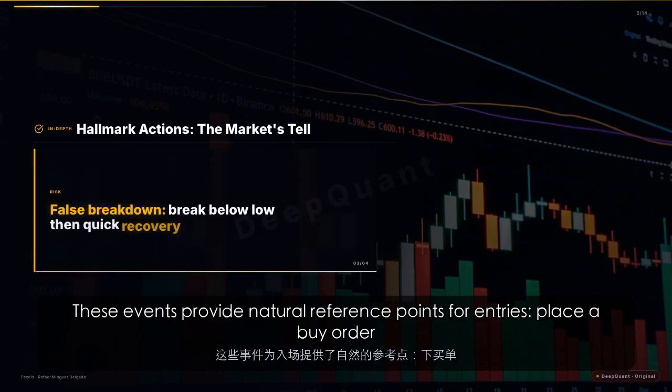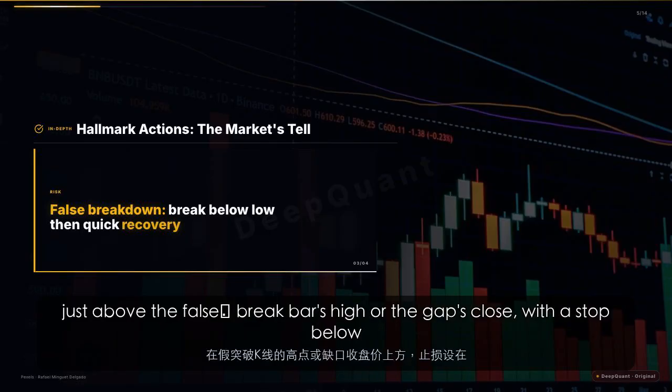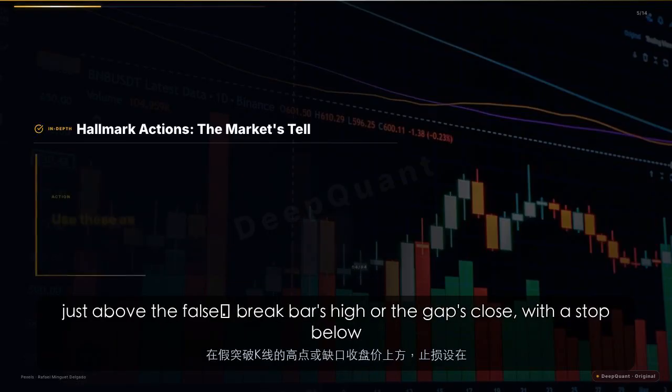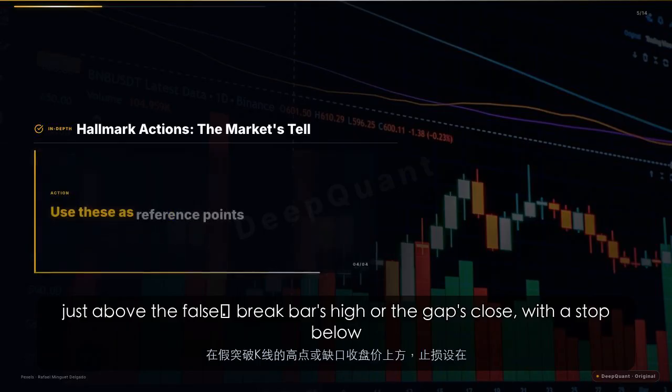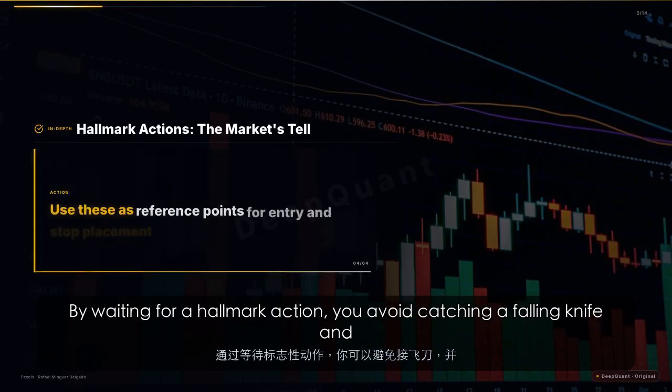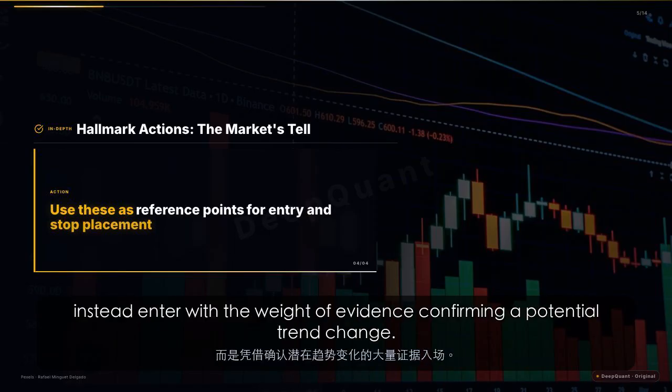These events provide natural reference points for entries. Place a buy order just above the false break bar's high or the gap's close, with a stop below the extreme low. By waiting for a hallmark action, you avoid catching a falling knife and instead enter with the weight of evidence confirming a potential trend change.